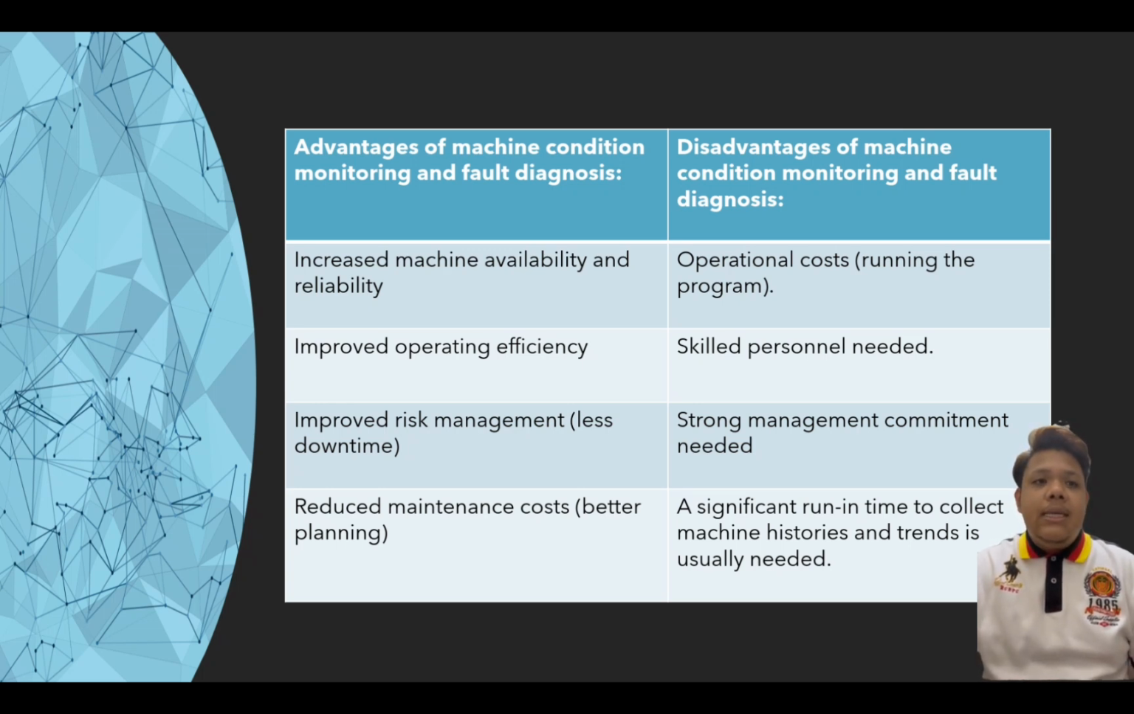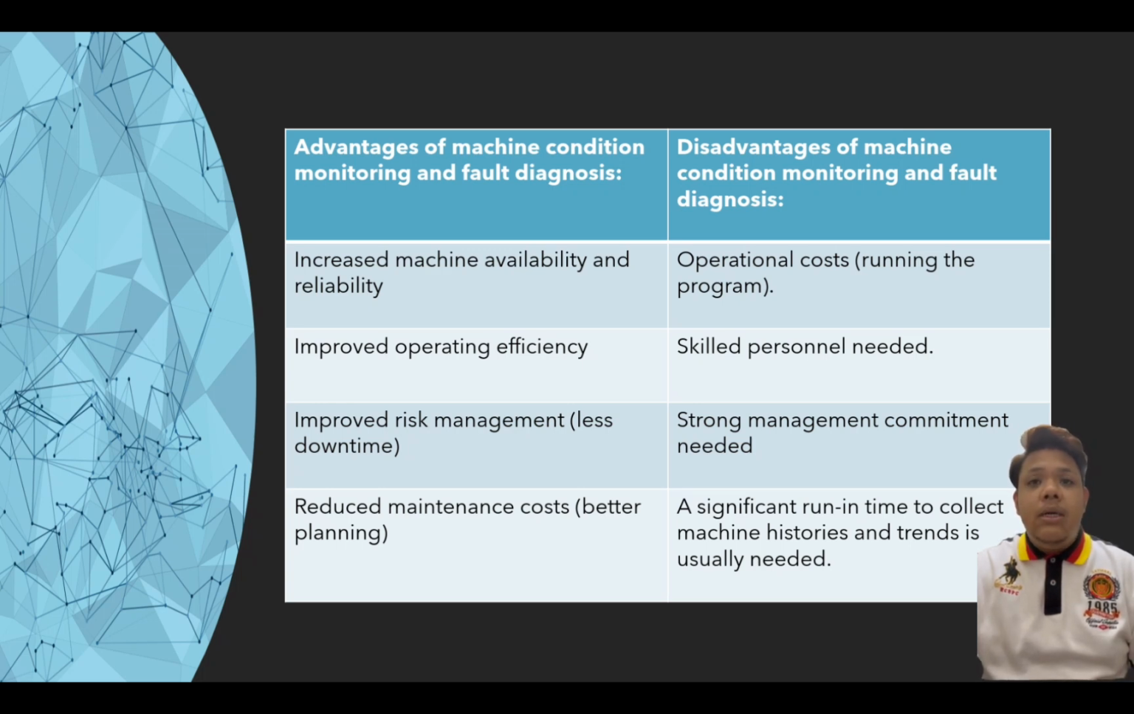Next, the second advantage is to improve the operating efficiency. Monitoring gear condition enables the identification of performance degradation or efficiency losses. By addressing these issues promptly, the operating efficiency of the machine can be improved, leading to energy saving and optimizing the production process.